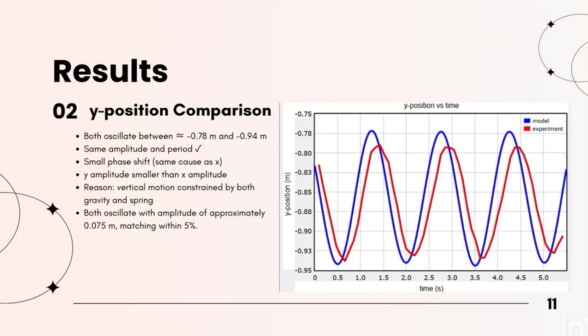Overall, the x direction comparison strongly supports our model. The y position comparison also shows good agreement between model and experiment. Both oscillate between about minus 0.78 and minus 0.94 meters with the same period. The y amplitude is noticeably smaller than the x amplitude. This makes physical sense because vertical motion is constrained by both gravity pulling down and the spring pulling towards equilibrium, while horizontal motion is only driven by the horizontal component of the spring force. Again, a small phase shift appears over time for the same reasons as in x. The overall match confirms that our model correctly captures the 2D dynamics of the system.